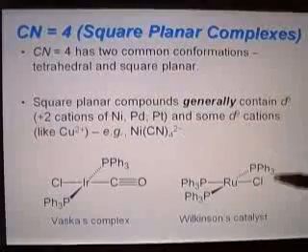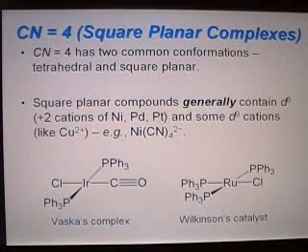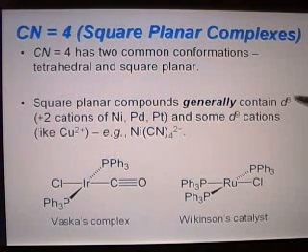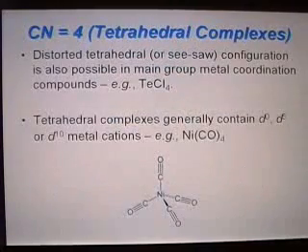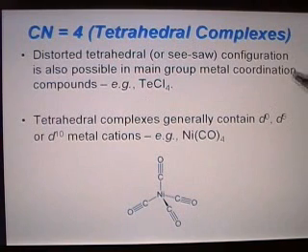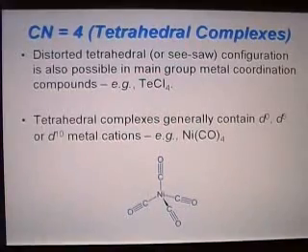You need to remember that coordination number 4, those are square planar complexes, and they generally form from transition metal cations that have a D8 electron configuration and possibly a D9. However, tetrahedral complexes generally form with transition metal cations that have a D0, D5, or D10 electron count.